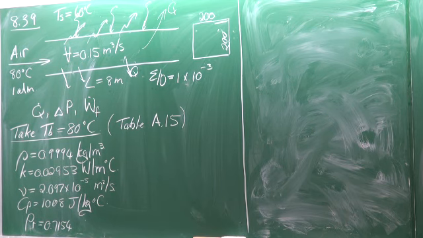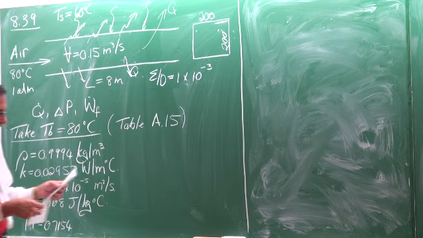At 80 degrees Celsius, the density is equal to 0.9994 kilograms per cubic meter. The k value, the thermal conductivity, is equal to 0.2953 watts per meter degrees Celsius. The dynamic viscosity is equal to 2.097 multiplied by 10 to the minus 5. Cp is 1008 joules per kilogram degrees Celsius, and the Prandtl number is 0.7154. So all the properties that we might need.